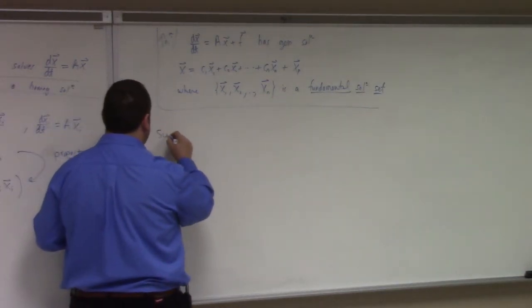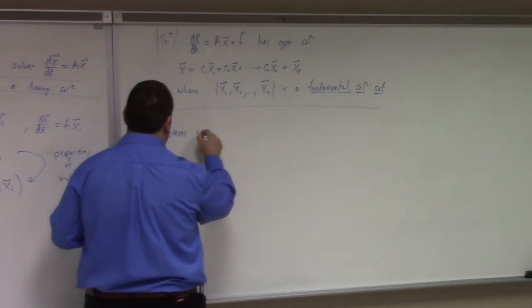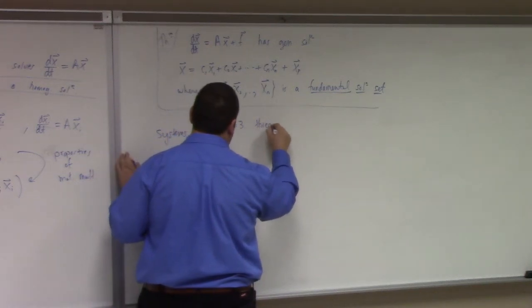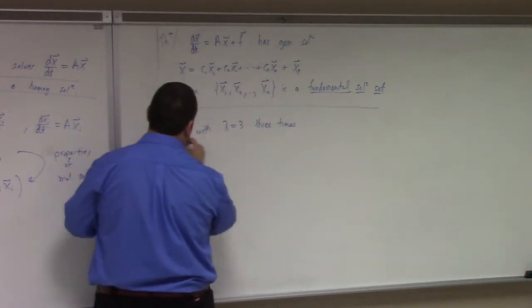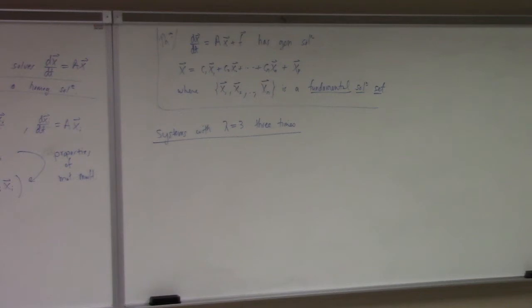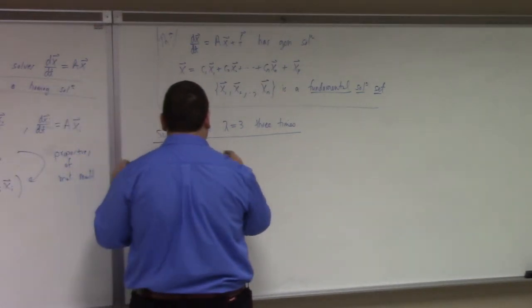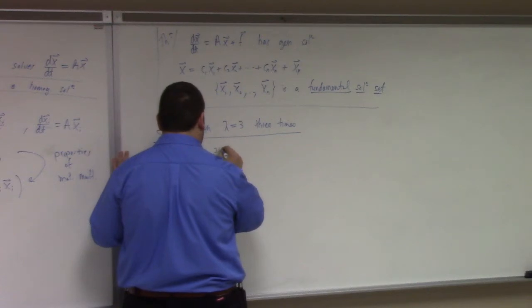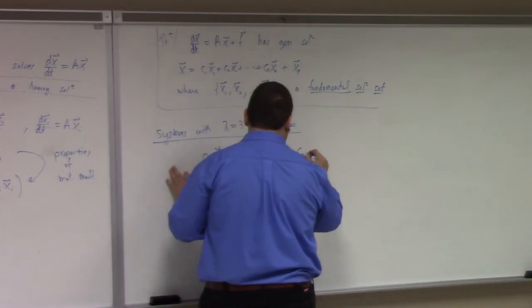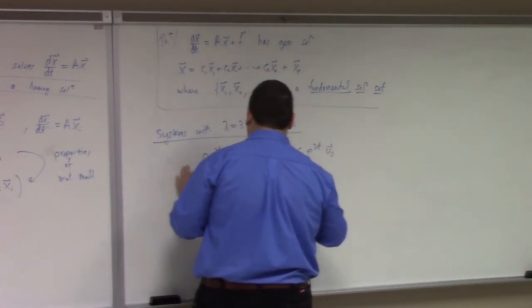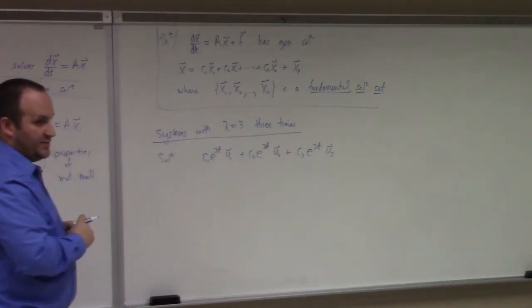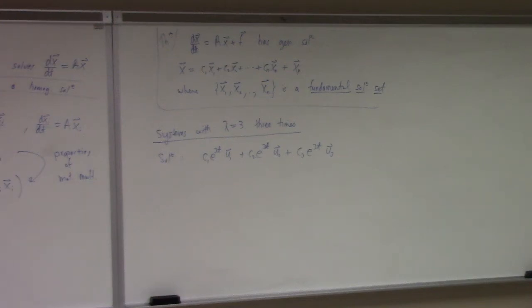In systems with, say, lambda equals 3 three times, what are the different kinds of solutions that you can see from that? Let me show you. I'll rattle them off for you. The one thing we could have is something like this: C1 e^(3t) u1 plus C2 e^(3t) u2 plus C3 e^(3t) u3. We could have this kind of solution. That's one thing that could happen.